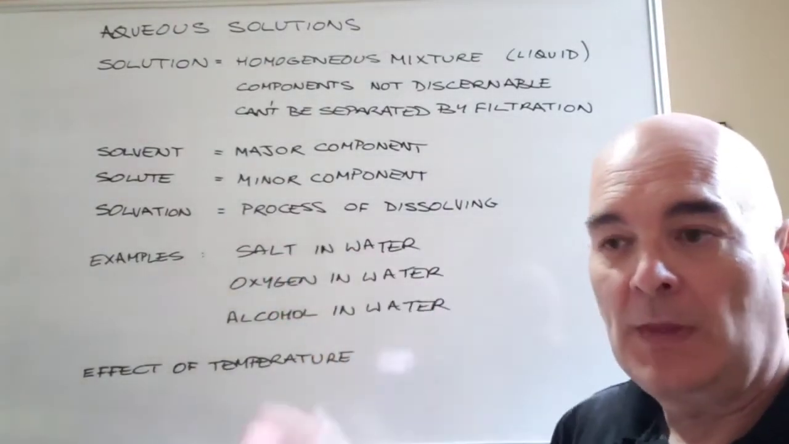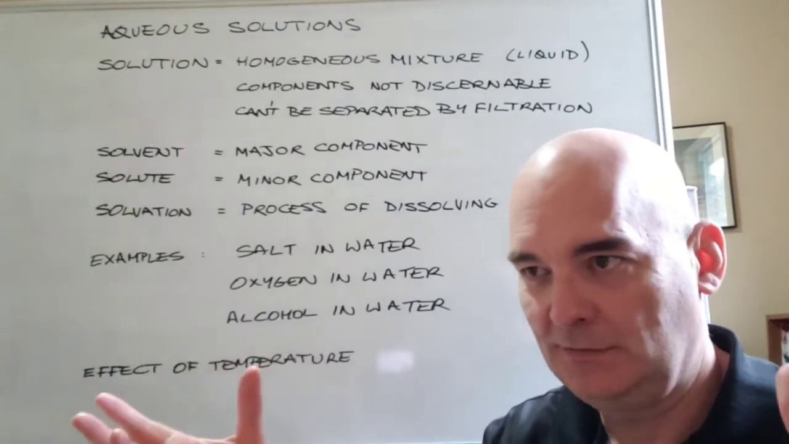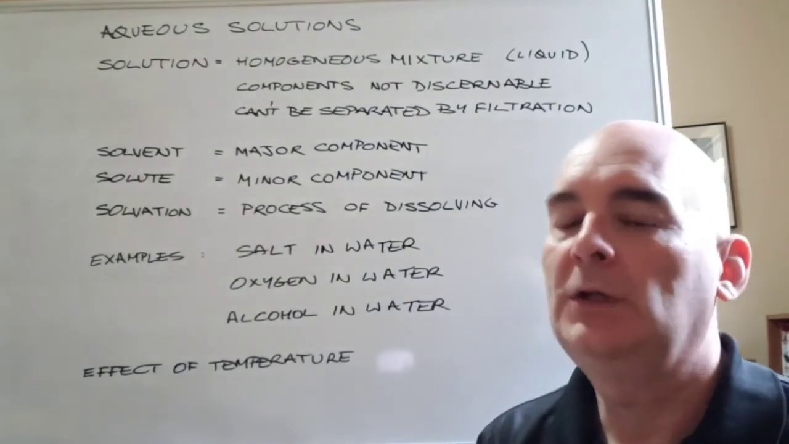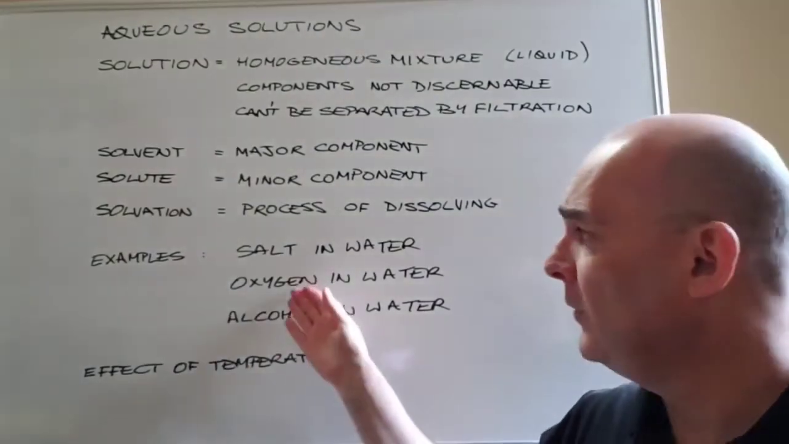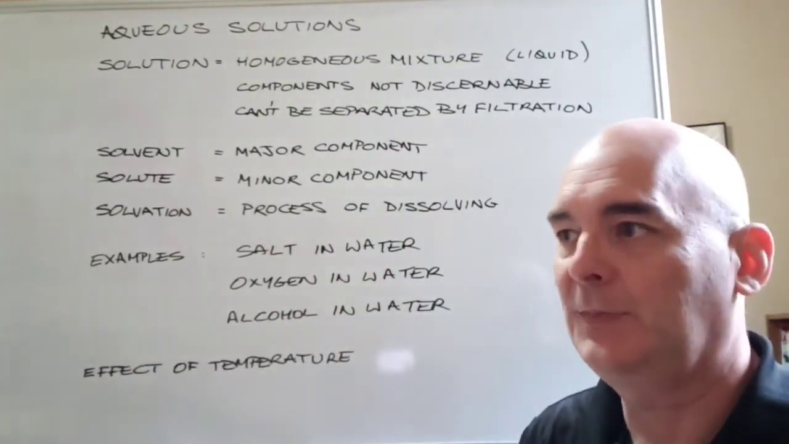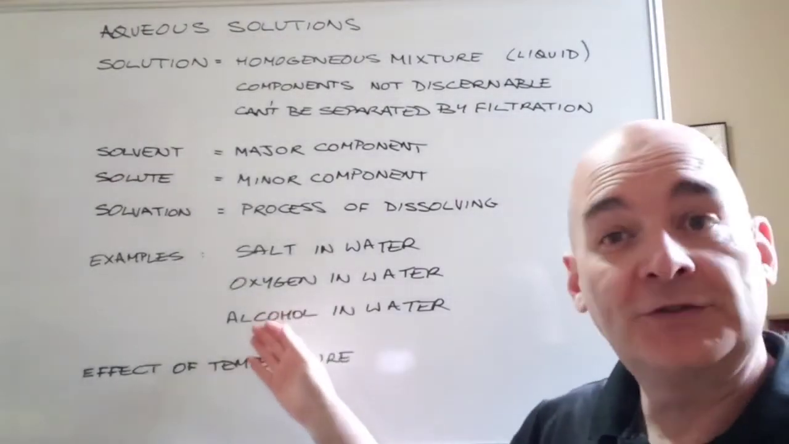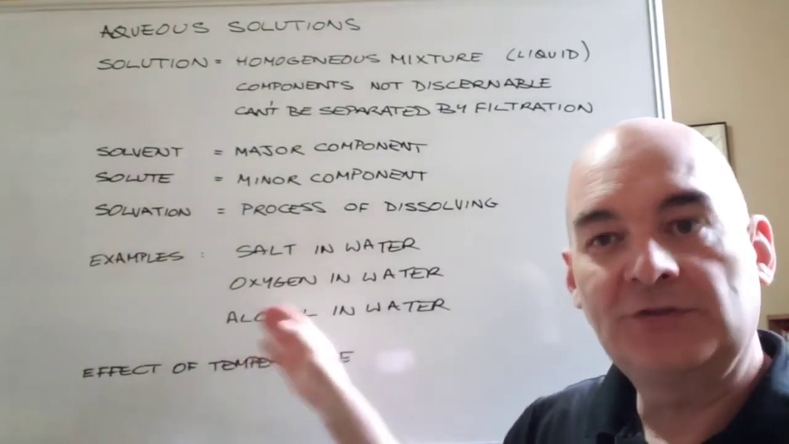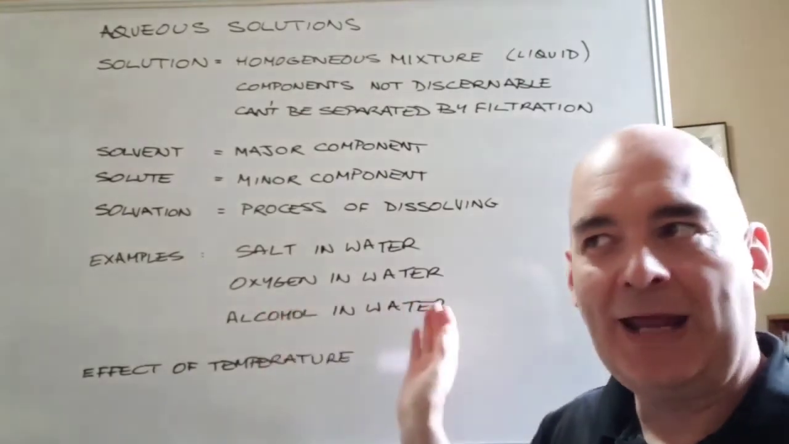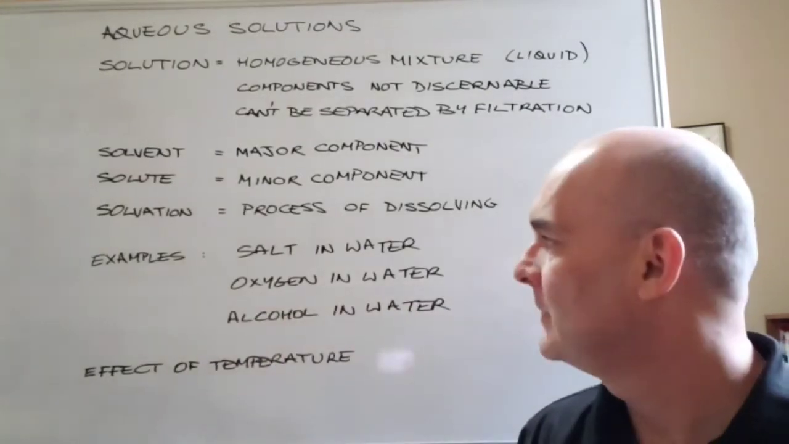Salt dissolves in water. And visually, if we had two beakers, and one was pure water and one was salt water, visually, we could not tell the difference. Oxygen dissolves in water. Fish are able to breathe underwater through their gills because of the dissolved oxygen that's in the water. And alcohol, also a colorless liquid, dissolves in water, a colorless liquid. And you cannot discern which of these is present.